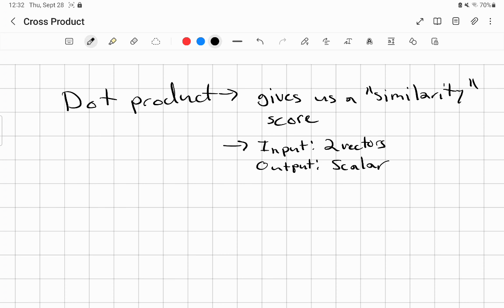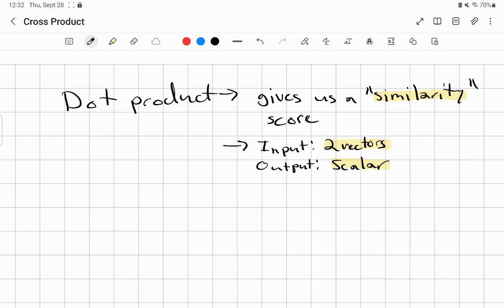Okay, so we've talked about the dot product already and how a dot product gives us a similarity score or a parallelness score between two vectors. The other thing to keep in mind about the dot product is that its input is two vectors and its output is a scalar. So dot product is one way to multiply two vectors. But let's try to think about a different metric which can give us some more information about two vectors.